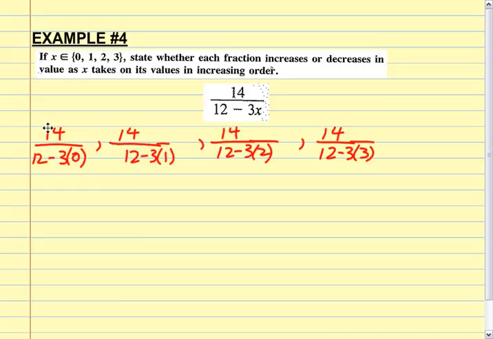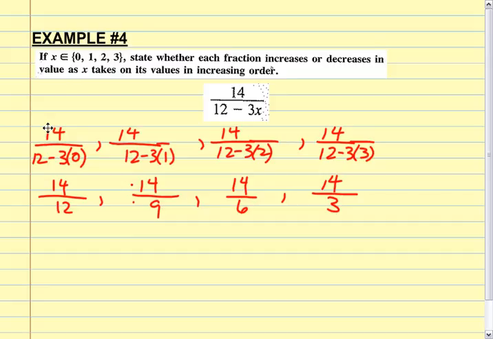Let's see what happens. 14 divided by 12 minus 0 is just 12. I'm not going to reduce it right now, I'm just going to leave it there. 14 over 12 minus 3, which is 9. 14 over 12 minus 6, well, that's 6. 14 over 12 minus 9, that's 3. I'm dividing 14 into 12 parts. I'm dividing 14 into 9 parts. I'm dividing 14 into 6 parts.